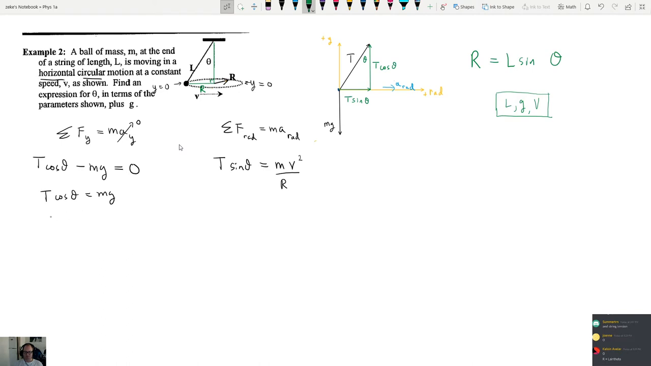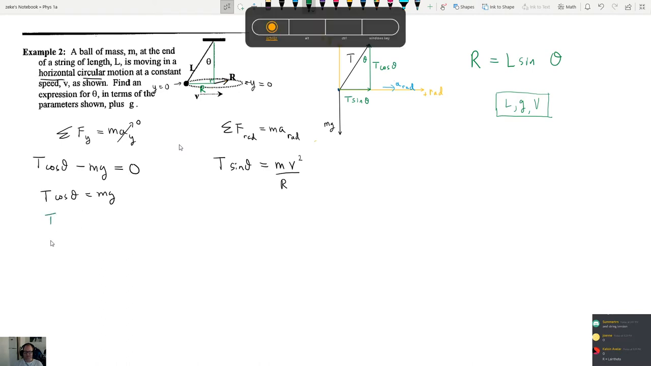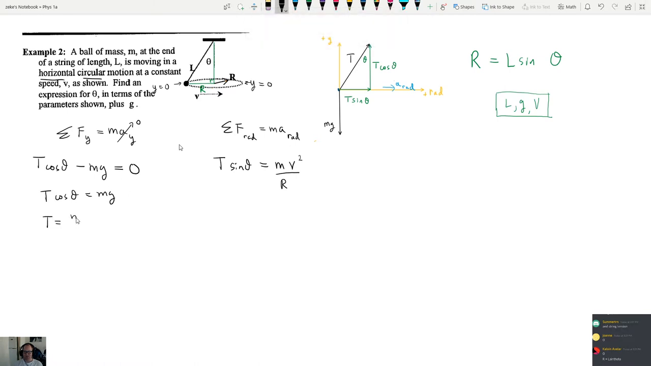So we can eliminate the tension by saying from here that, let's keep using black for the derivation, T is equal to mg divided by cosine theta. We can plug that T into here, put mg divided by cos theta times sine theta, and this is going to be equal to mv squared divided by the radius. The masses are going to cancel. We're trying to isolate the angle right here.